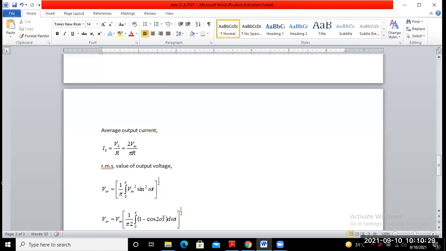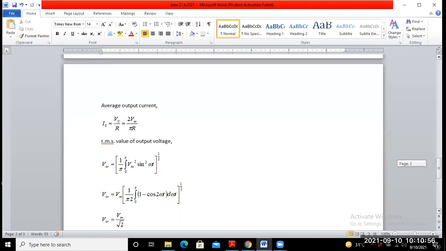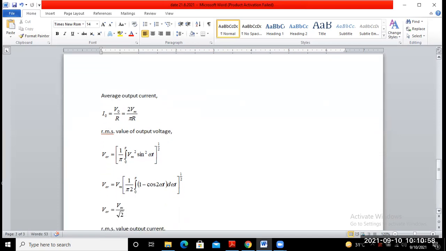So what is the overall value of the output RMS voltage? It is V maximum by root 2, because 1 by 2 whole to the power 1 by 2 can be written as 1 by root 2. So the RMS output voltage for the single phase full wave uncontrolled rectifier is V maximum by root 2.